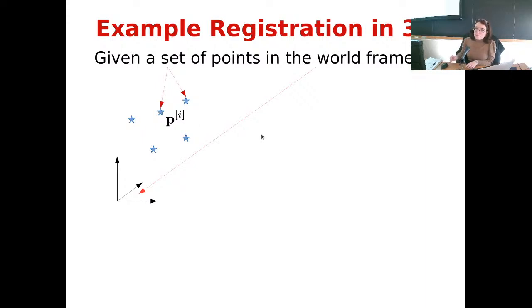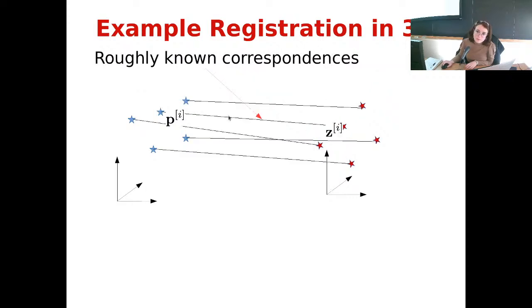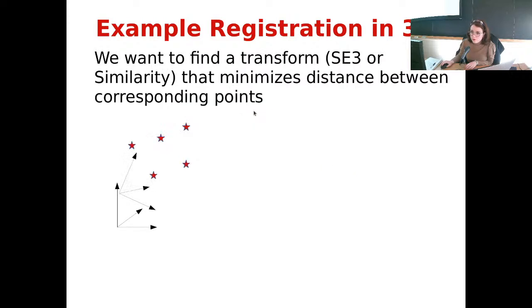So again, the problem in this case is that we have a set of points in the word frame, we have a set of measurements in the robot frame, and assuming that the correspondences are roughly known, we want to find a transform that minimizes the distance between corresponding points. Again, the transform will be the transform bringing the points from the word frame to the robot frame, because measurements are expressed in the robot frame.